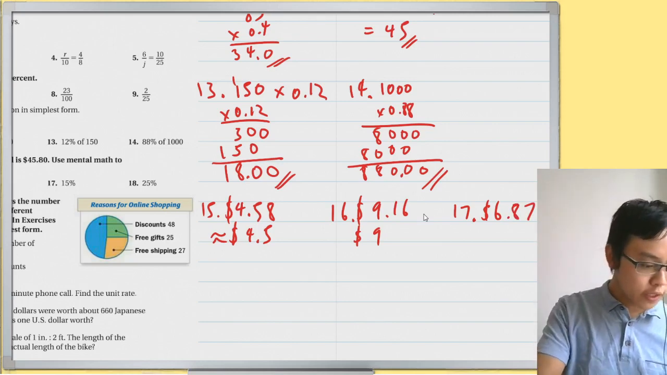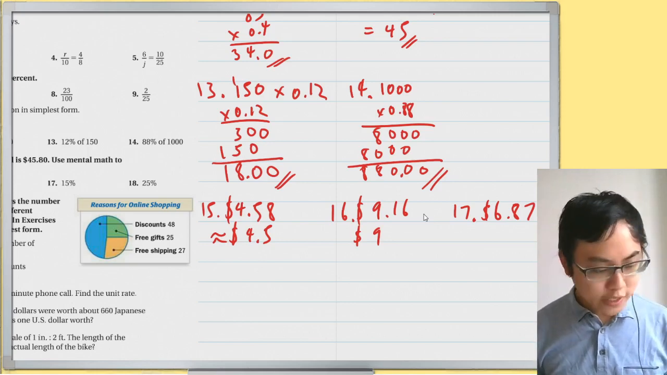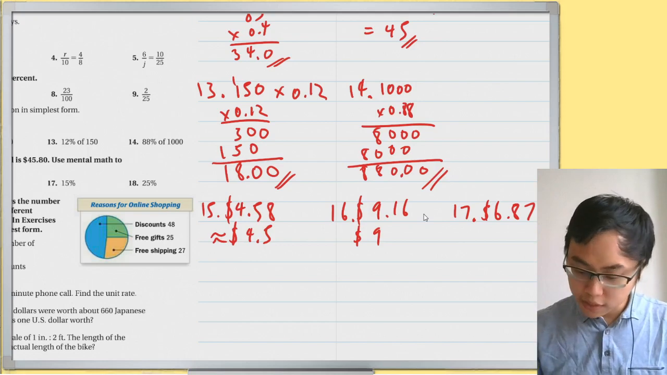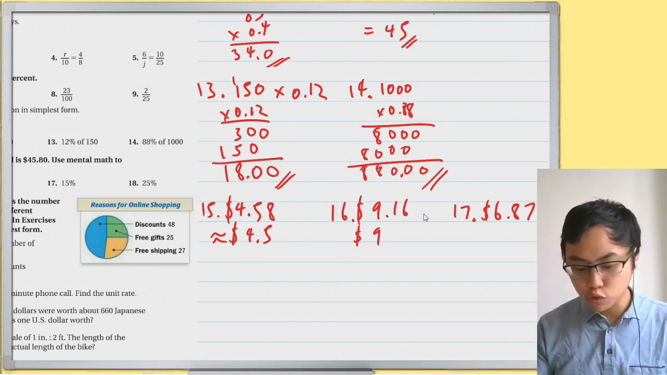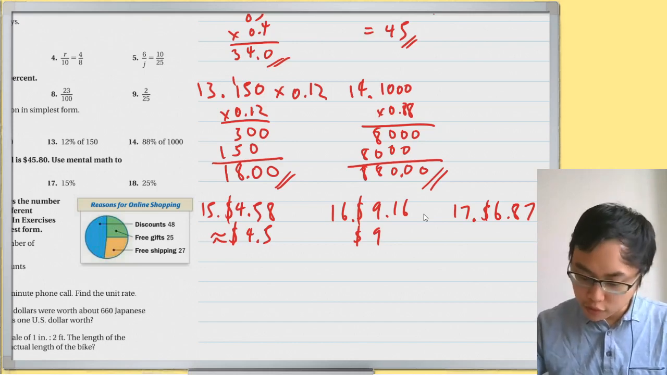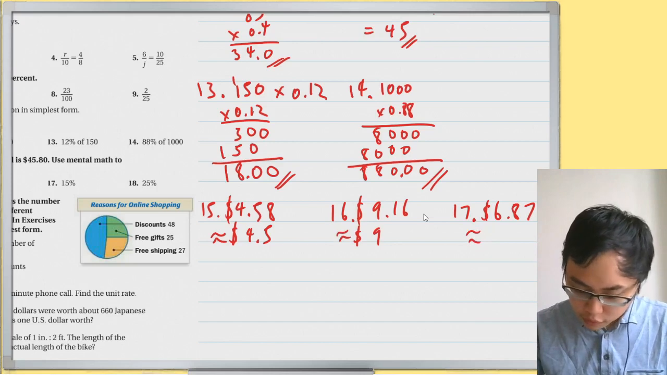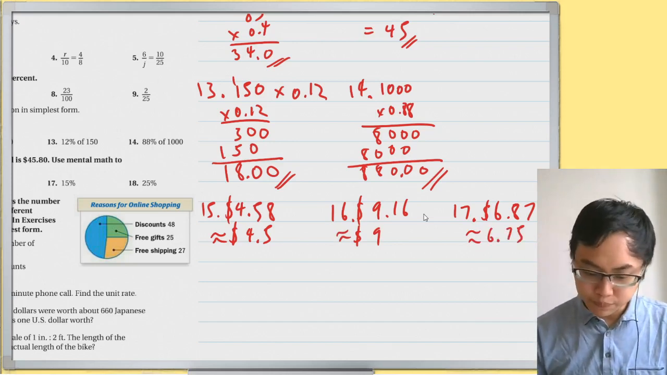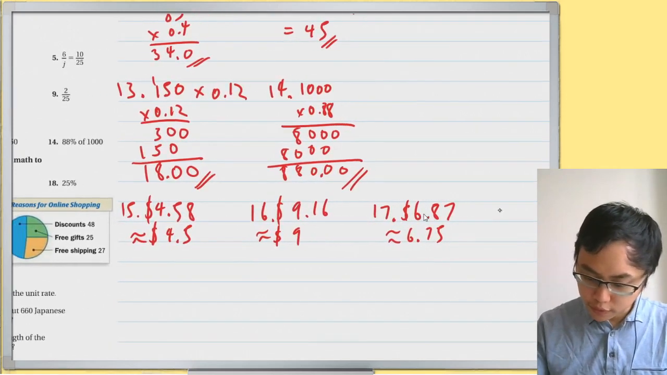So I'm just going to quickly check that I didn't make a mistake. 0.15 times 45.8. That's $6.87. No problems there. So if you roughly estimated it, that should be half of $4.50. You can say that's $2.25. Add that together. That's going to be approximately $6.75.